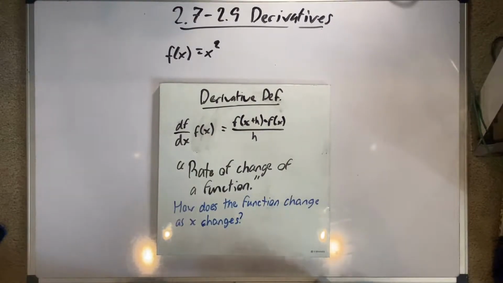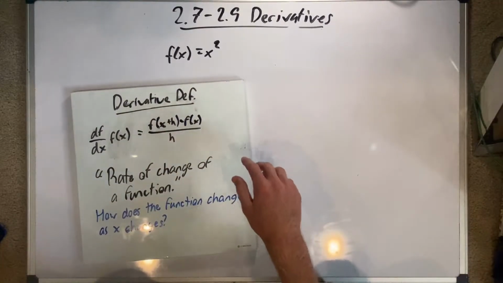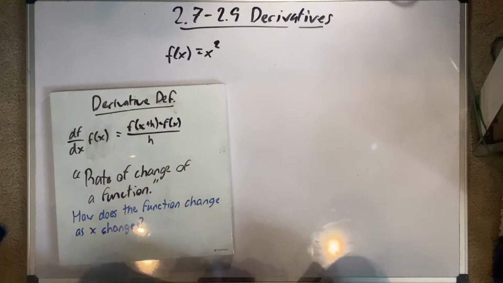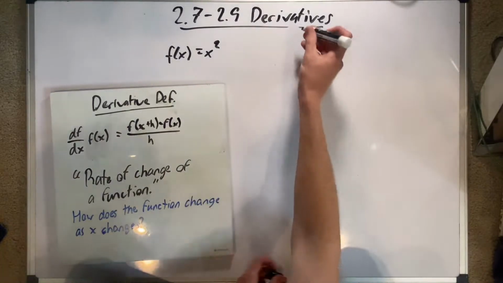So if x is modified by a tiny, tiny, tiny amount, then how does the function itself change? Also by a tiny, tiny, tiny amount? By a lot? That's something the derivative measures for you.